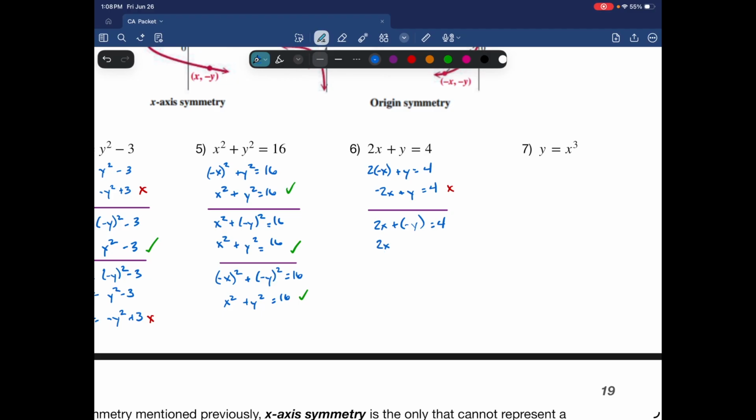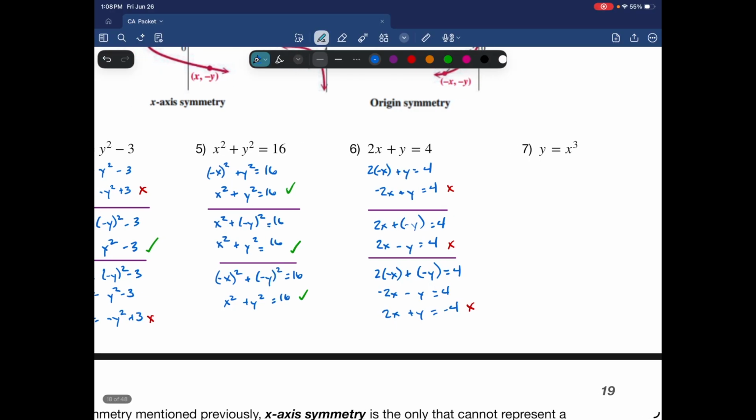So this is going to be 2x minus y equals 4. That's not my original. So there we go, no symmetry there. One more. So we got 2 times negative x plus negative y equals 4. So we got negative 2x minus y equals 4. And let's multiply by negative 1. So I got 2x plus y equals negative 4. So the left looks good, but the right doesn't. So this also does not have that kind of symmetry. So this one didn't have any symmetry at all.